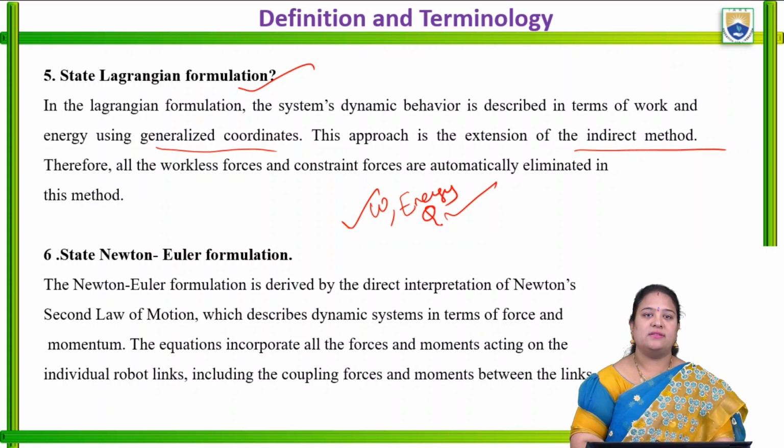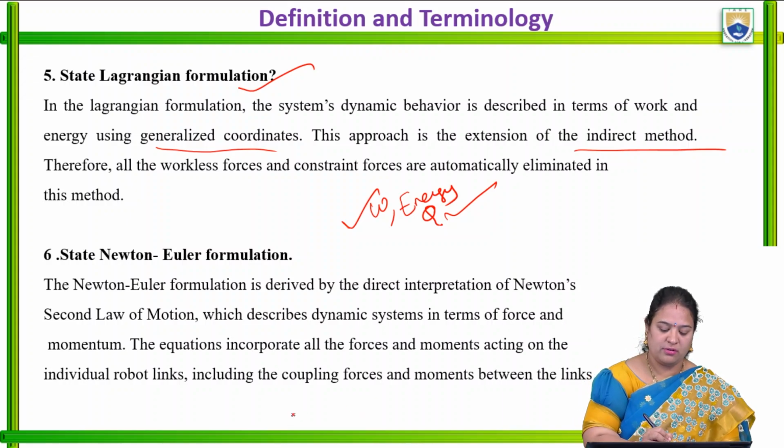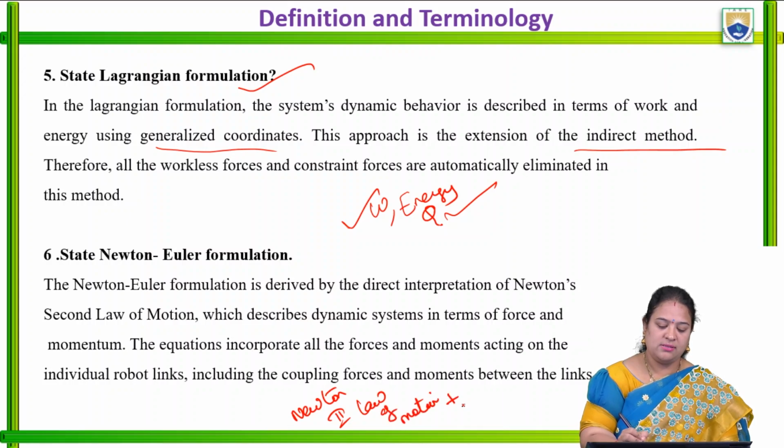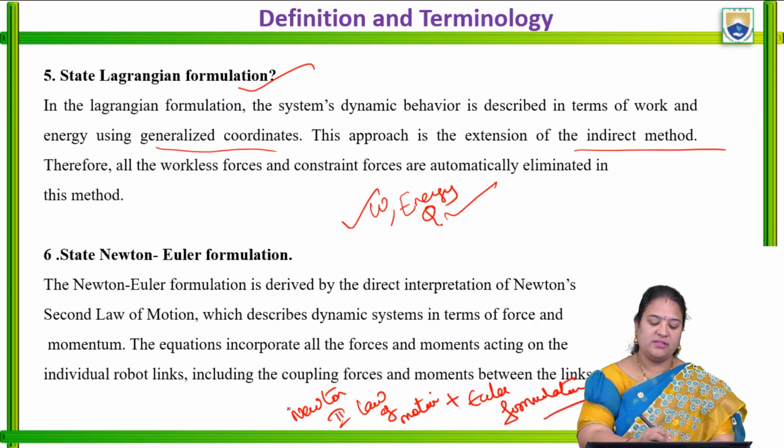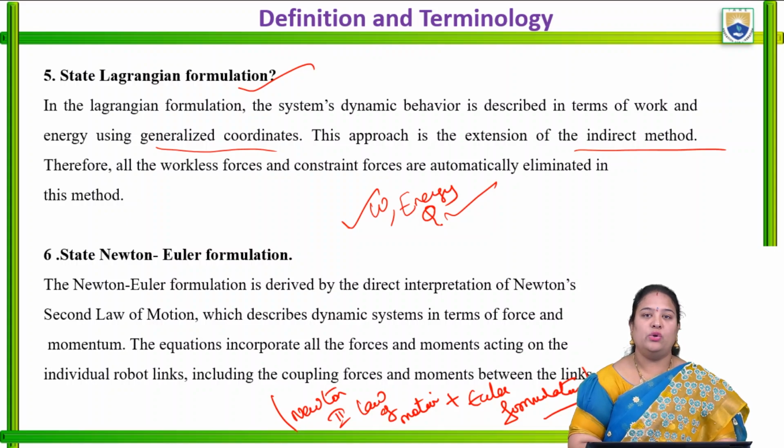Right? Next, state the Newton-Euler formulation. What do we mean by Newton-Euler formulation? It is nothing but the combination of Newton's second law of motion and the Euler formulation. That is known as the Newton-Euler formulation.